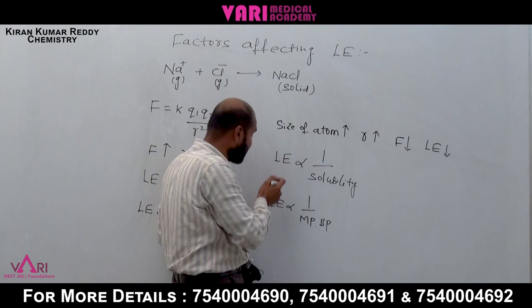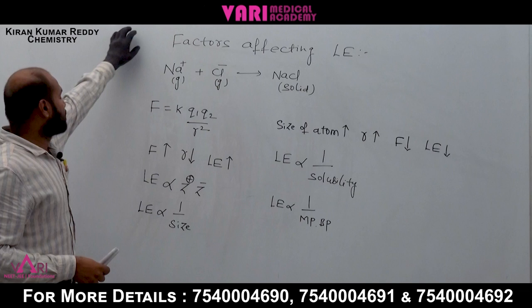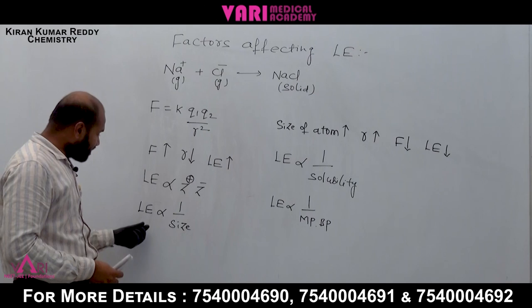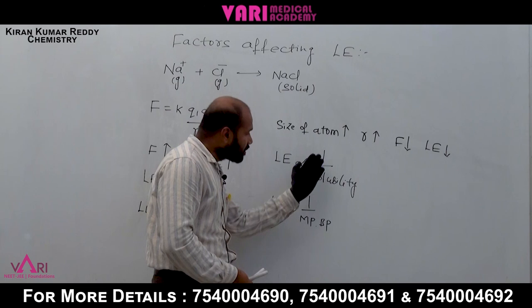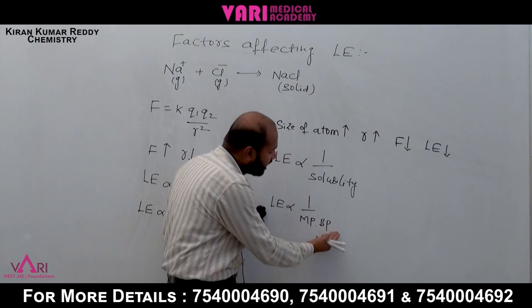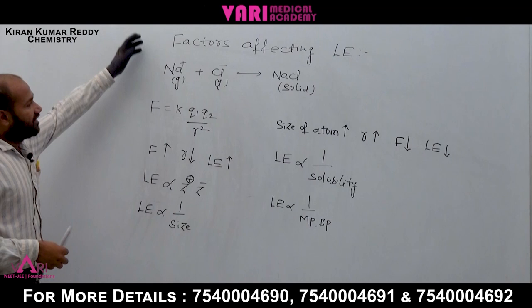You have to remember the factors affecting. First, the charge on the cation and the charge on the anion. Next, the size. Another, lattice energy is inversely proportional to solubility. Next, lattice energy is inversely proportional to melting point and boiling point. We can discuss examples, and you can understand easily.